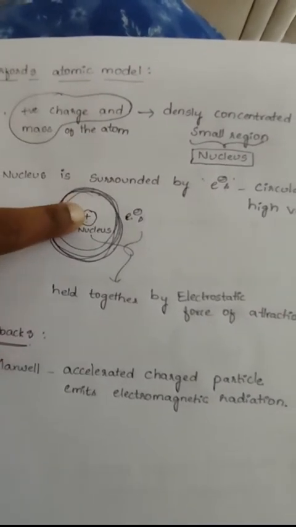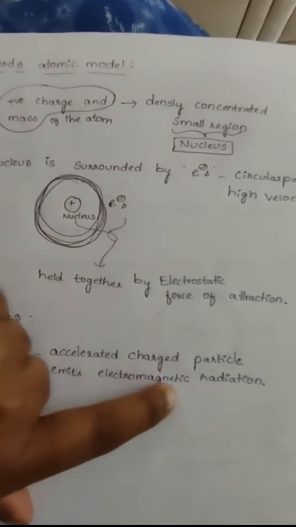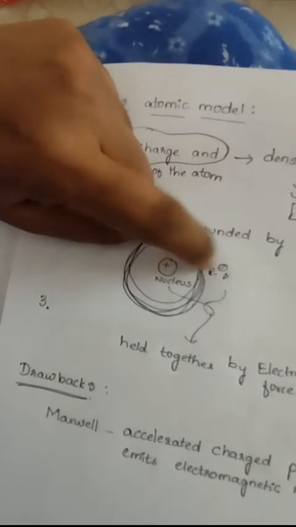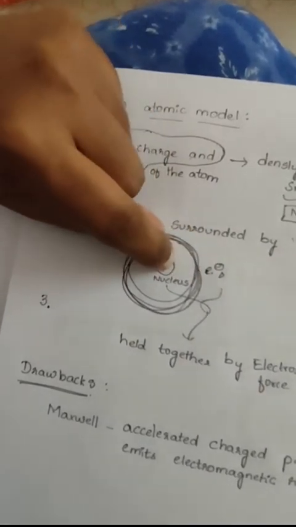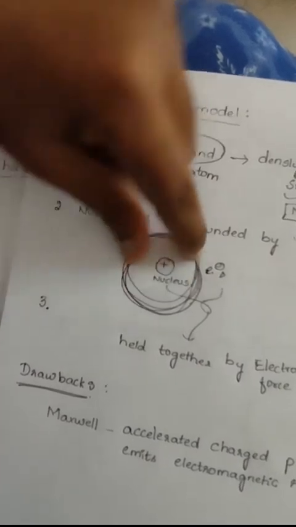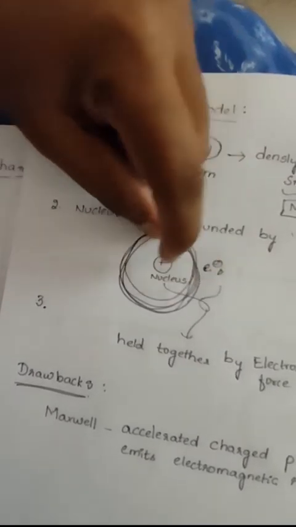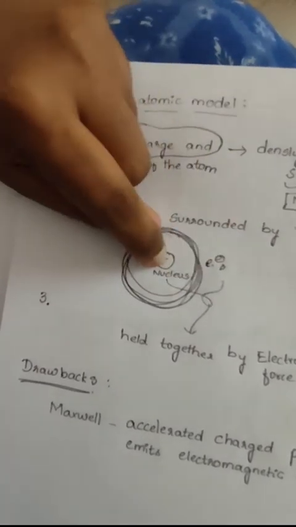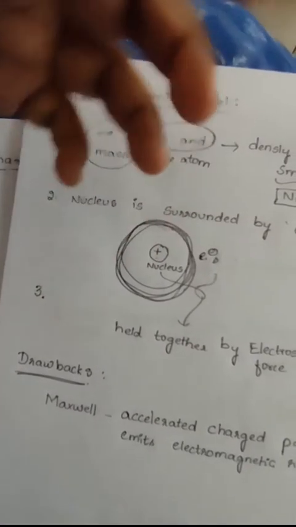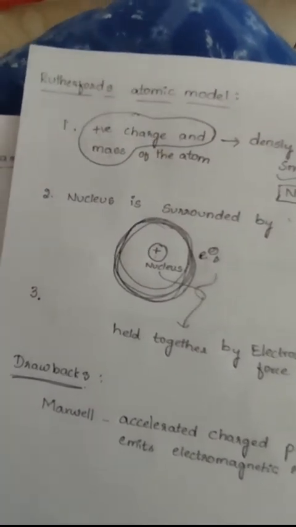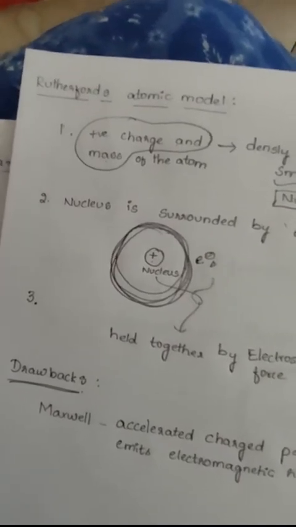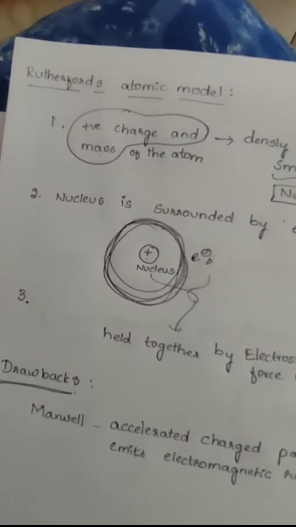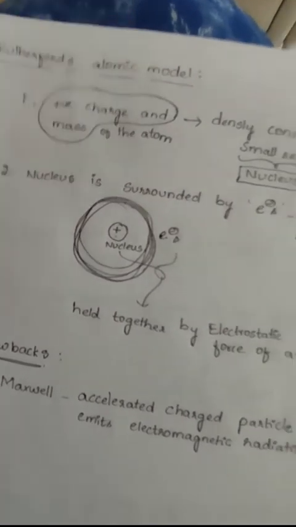According to Maxwell, when it emits electromagnetic radiation, electrons will lose their energy. So it will come closer to the nucleus, and at a certain point it will come into the nucleus. When the two charges, plus and minus, come together, the atom will be unstable. But in reality, atoms are the most stable particles. So Rutherford cannot explain this.